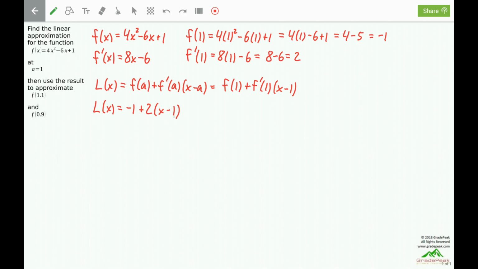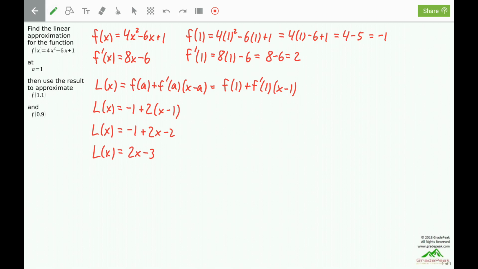This linear approximation can be simplified by distributing the 2 in here, giving negative 1 plus 2x minus 2, and then the constants can be combined together, giving 2x, and negative 1 minus 2 comes out to minus 3.